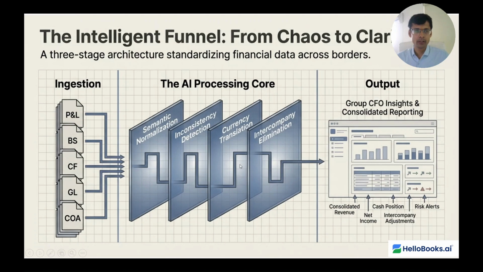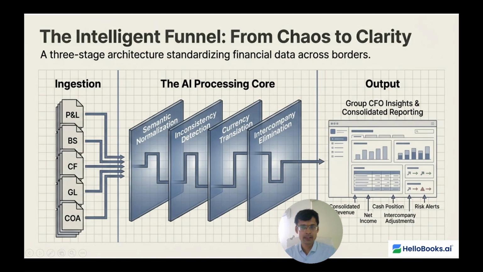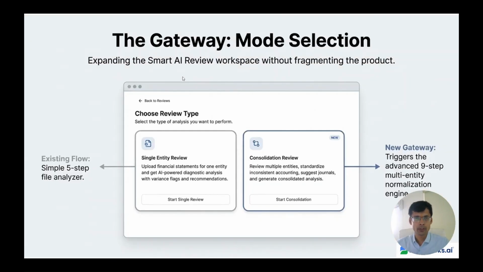Let me explain in detail how it works and what needs to be done. The data here is put into various parts. First you need to put in the balance sheet, profit and loss account, cash flow, GL, and chart of accounts for each of the entities. It then processes via AI. It does the normalization of each of the transactions. It identifies the inconsistencies, does currency translation, eliminates intercompany, and then you get a reporting period out of this.